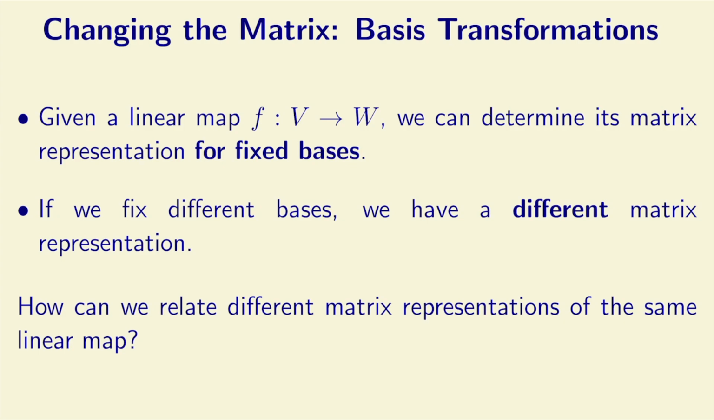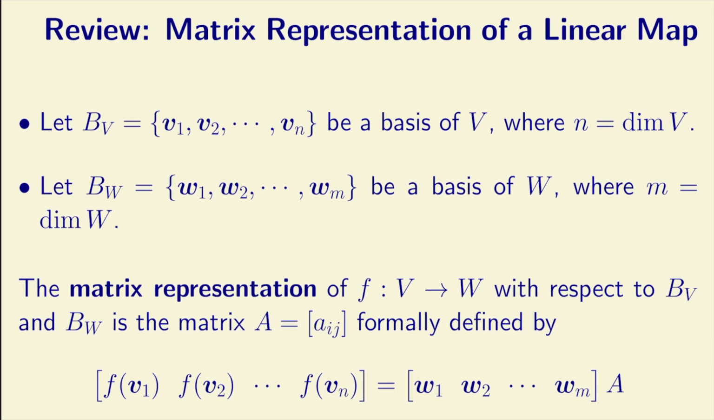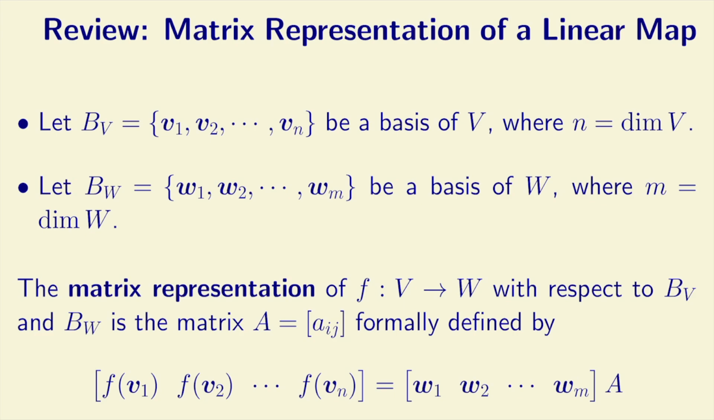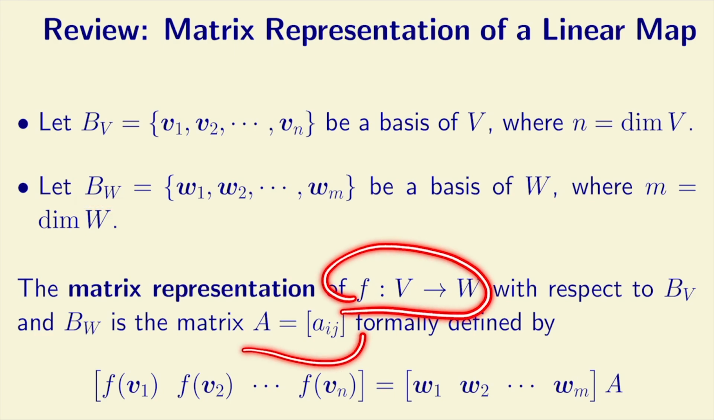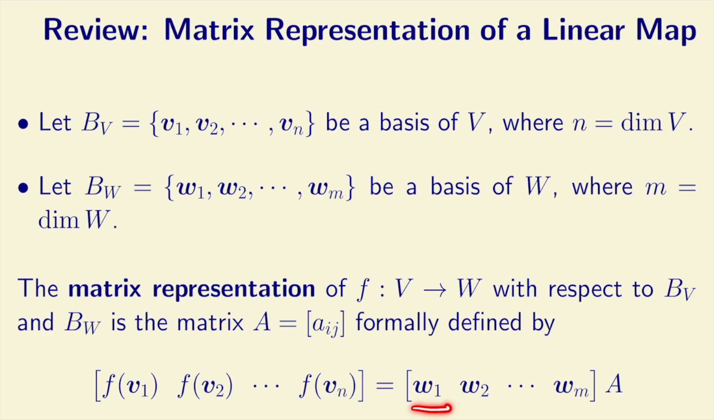But the big question here is, how do we relate these different matrices to each other? Exactly, and that's what this whole section is about. Before we get to the new stuff, the notes review the definition. Let's say we have a basis for V called BV and a basis for W called BW. The matrix representation of the linear map F is a matrix A such that F of V1, F of V2, dot, dot, dot, F of Vn equals W1, W2, dot, dot, dot, Wm, A.